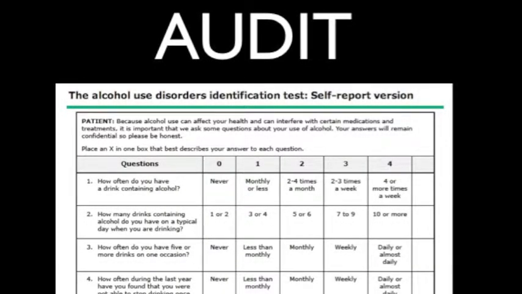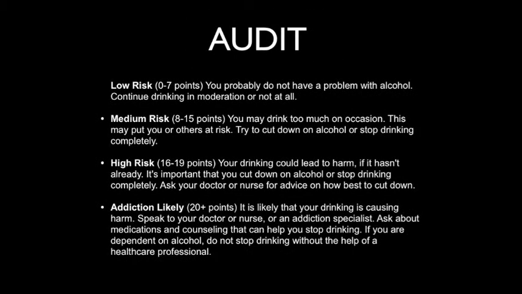The self-report version of the AUDIT is one of the longer screening tools, but has the advantage of providing direct feedback to patients based on their score. The first three questions: how often do you have a drink containing alcohol? How many drinks do you have on a typical day when you are drinking? How often do you have 5 or more drinks on one occasion? These are the ones most likely to determine the level of alcohol use for the vast majority of patients and help differentiate between low and medium risk.